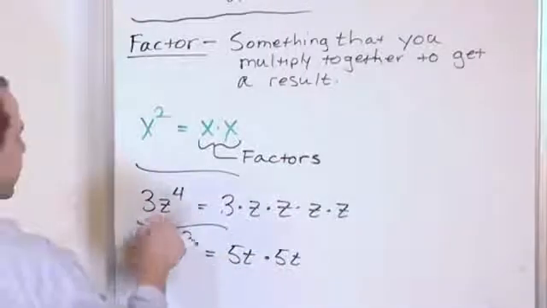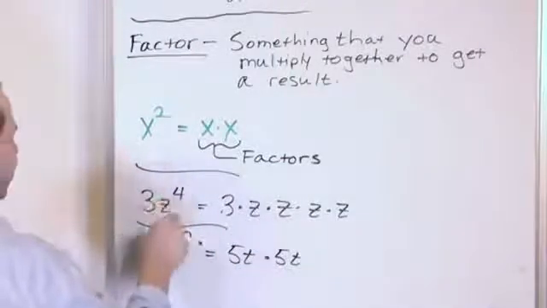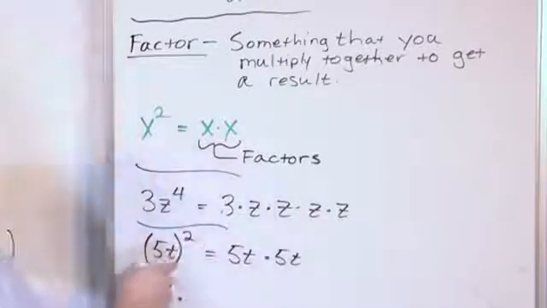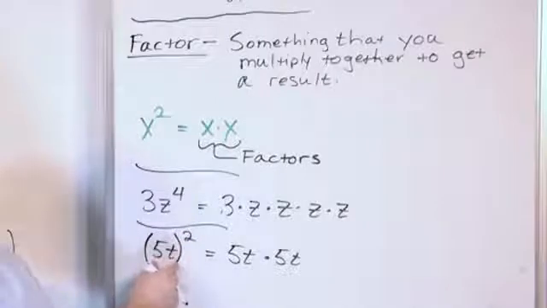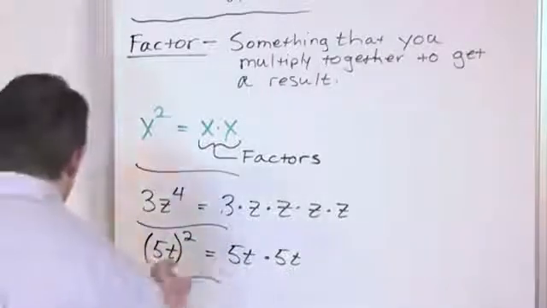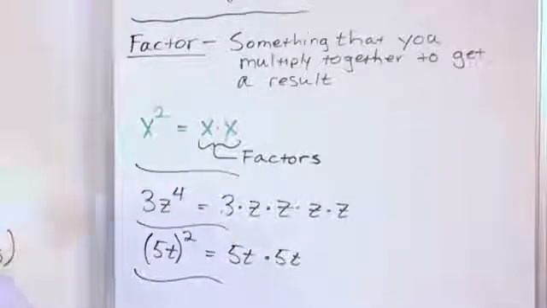Notice that that's a little different than above. Here we didn't have any parentheses, so the exponent only applied to the z. But here the parentheses are forcing the exponent to apply to everything inside, and that's another reason why parentheses are so useful. Let me switch colors here just to break it up a little bit.